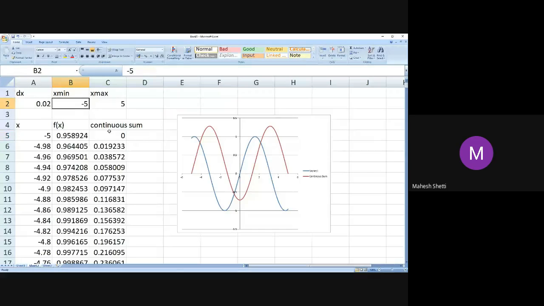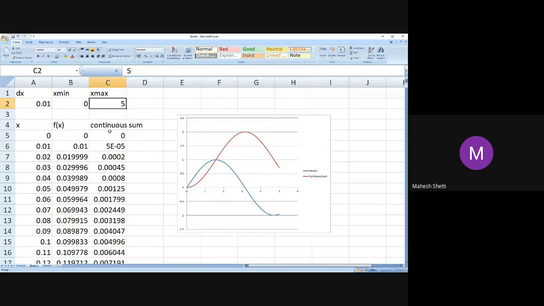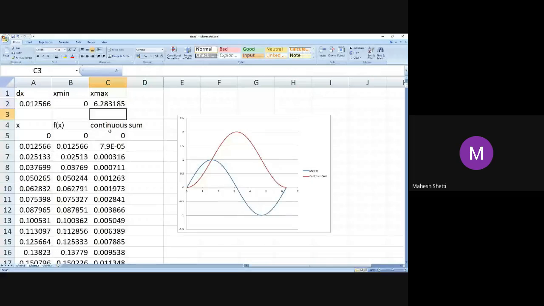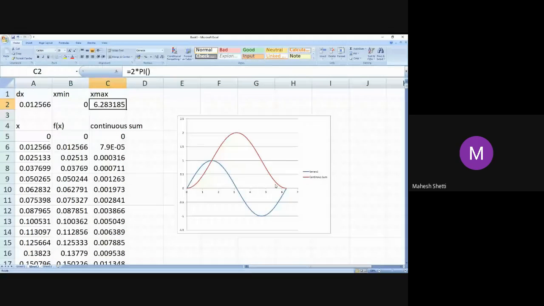I can start my minimum value at 0, and I can take this as 2 into 2 pi, and you can clearly see what is happening. So the blue one is the sinusoidal function, and the continuous summation with a shift of origin is the minus cosine function. There is a shift of origin, and that shift of origin is nothing but the constant of integration, because the upper limit and lower limit are going to decide that.